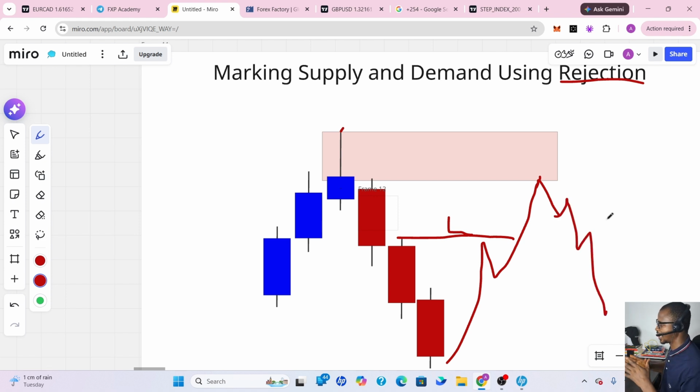So this is how to mark it. Let me go to your chart. Some of you will be like, oh, you are saying this thing, we cannot see it on the chart. Can you show us? Don't worry, I have you covered. So this is the chart right here, right?